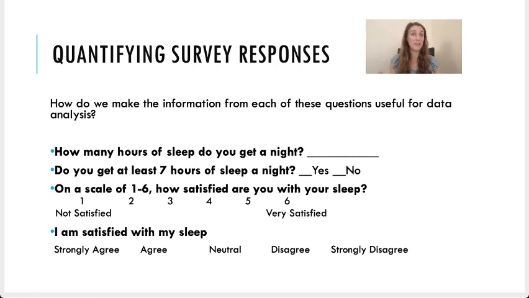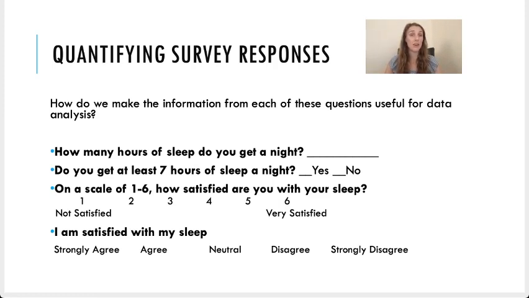All right, that's very different, right? Different than having number line data of number of hours somebody's sleeping on average per night. You get at least 7 hours a night forces you into one or two categories, yes or no. We can have a scale, right? On a scale of 1 to 6, how satisfied are you with your sleep? Maybe hours of sleep is not the only indicator of sleep quality, right? Maybe you're sleeping plenty of hours but are not very satisfied with the quality of that sleep.